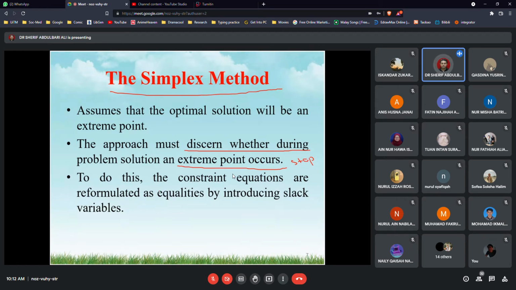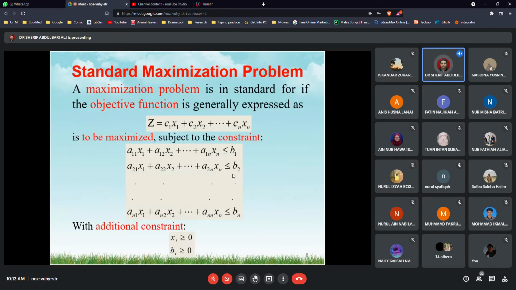To do this, we are going to introduce something we call a constraint equation, which will be reformulated as an equality by introducing slack variables. I'm going to explain this during the example. Okay, so the first thing we are going to take today is the standard maximization problem.